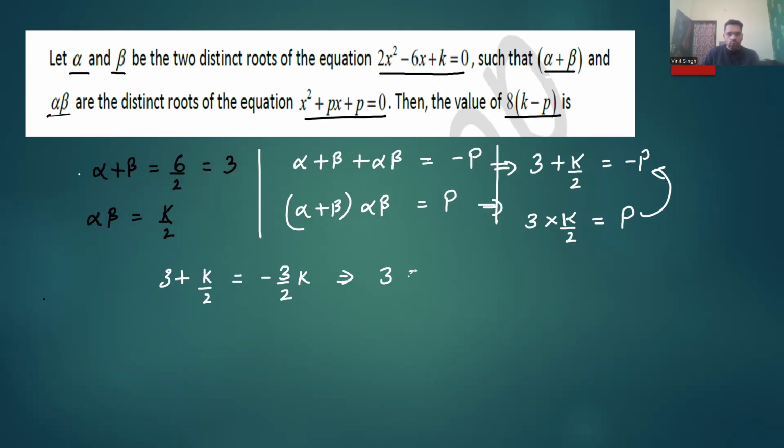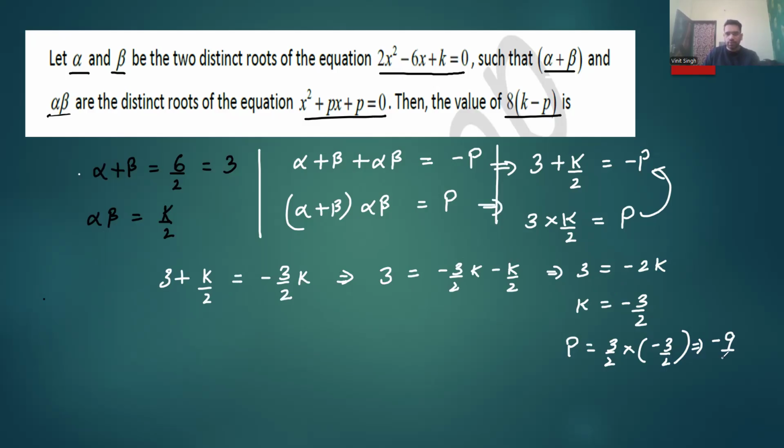So 3 is equal to minus 3k by 2 minus k by 2. So it becomes 3 is equal to minus 2k. So k is equal to minus 3 by 2. If k is equal to minus 3 by 2, then p is equal to 3 by 2 into k, which is 3 by 2 into minus 3 by 2. So we get minus 9 by 4. And we have to find the value of 8k minus p.